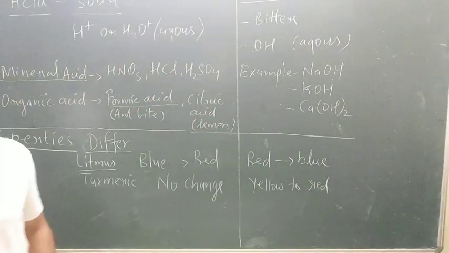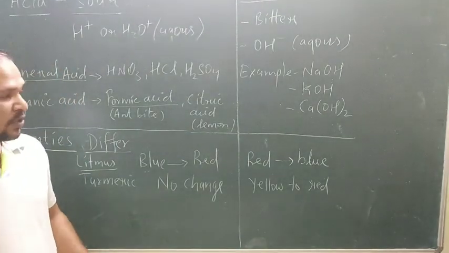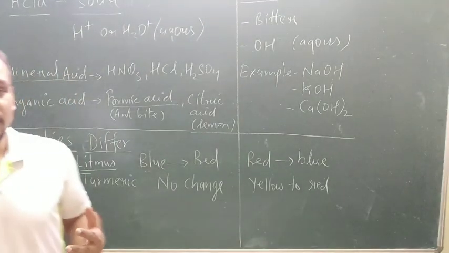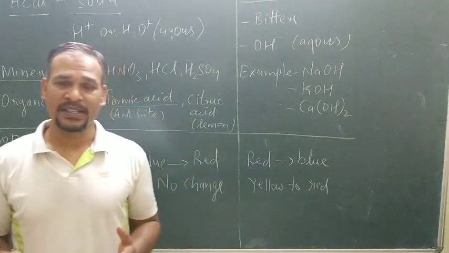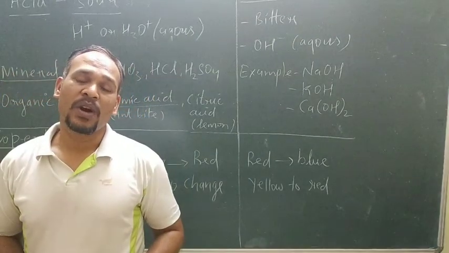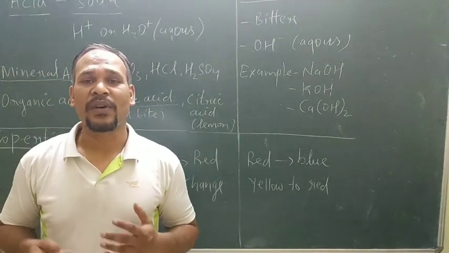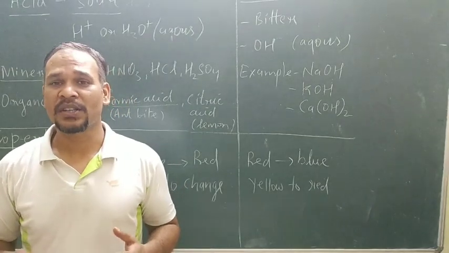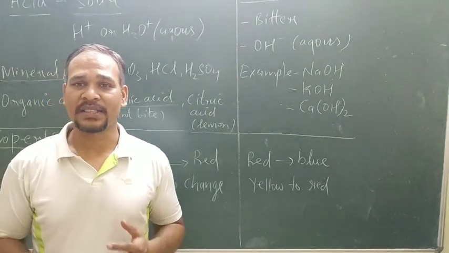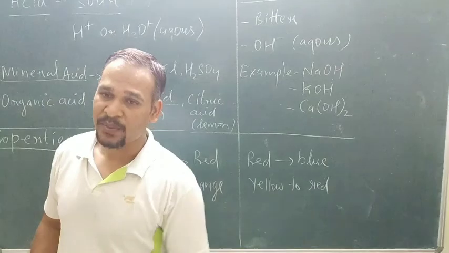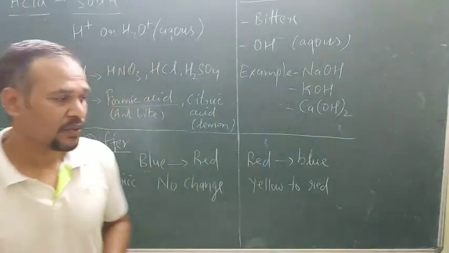Here we have seen two examples. I hope it is clear what acids are, what bases are, what the similar properties of acids and bases are, and what the different properties of acids and bases are. Now we are moving ahead to the next part.